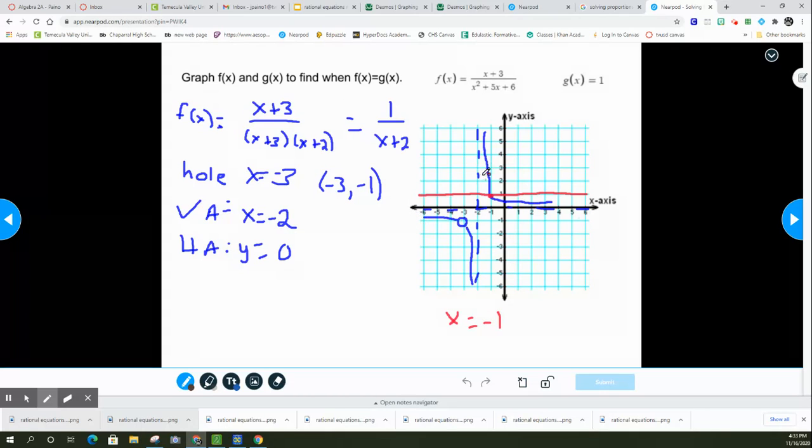So again, this one graphing worked out nicely. It happened to be a nice rational number that I could find. So that's how you would solve by graphing. Now again, graphing's not always that easy, but let's try another one here.